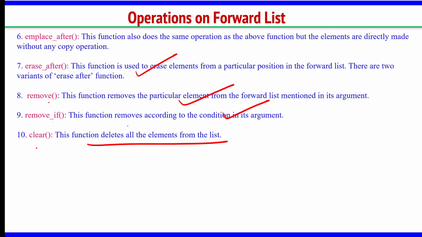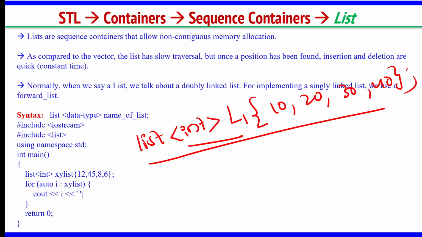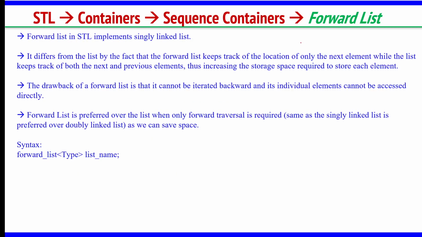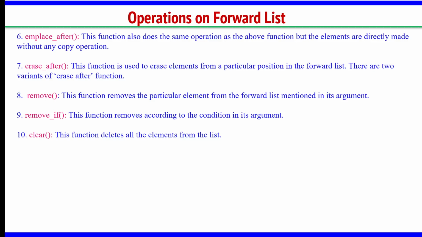So, these are a few functions on the forward list. To summarize, list is a doubly linked list implementation where we can insert and delete at both ends. That is why we have so many functions here: push front, push back, pop front, pop back. And forward list is a singly linked list implementation. To assign values in a forward list, we have to use the assign function, and the remaining functions remain the same: push front, pop front, insert after, erase after, remove, clear. All these are common functions we use in the forward list. So, this is about the list and forward list STL containers.